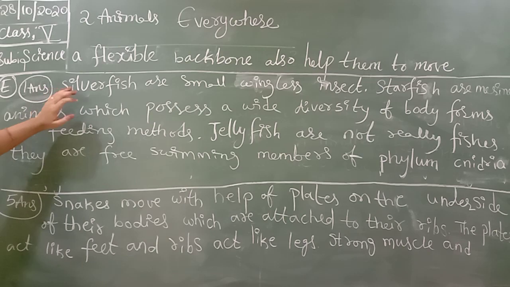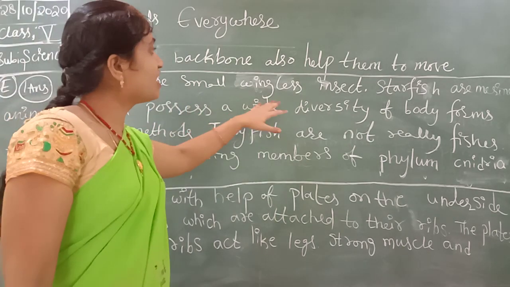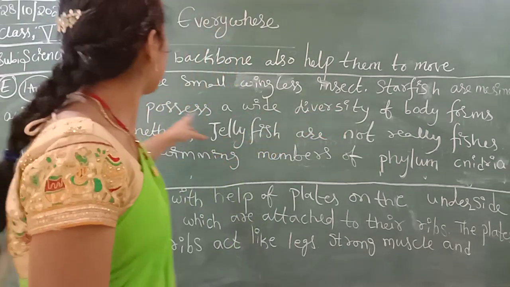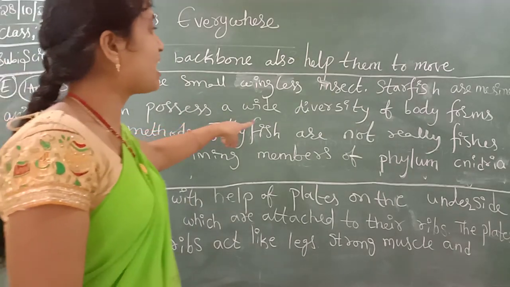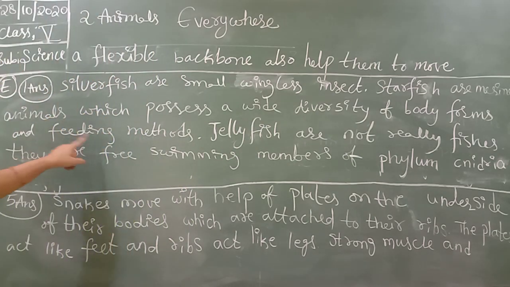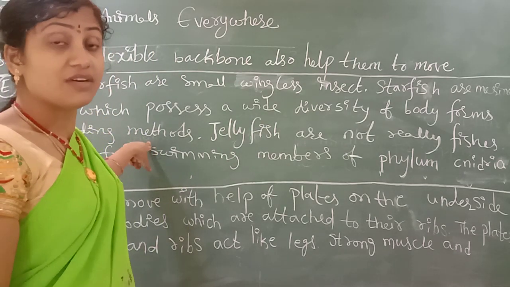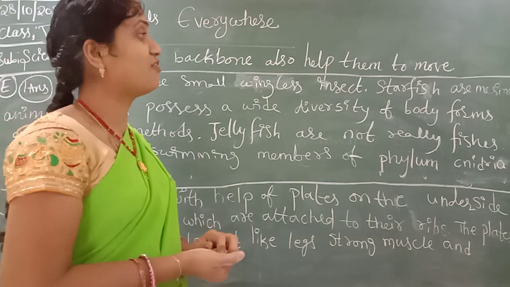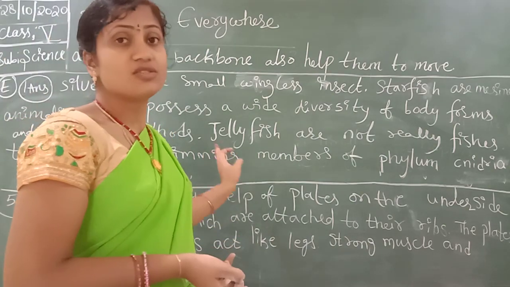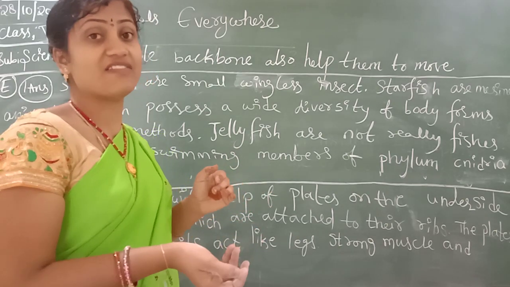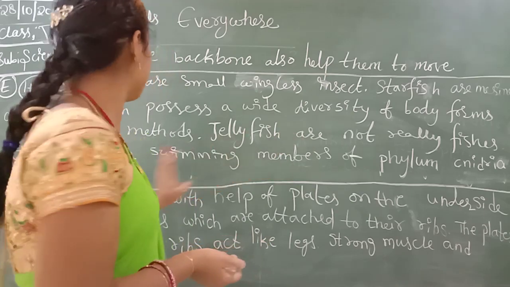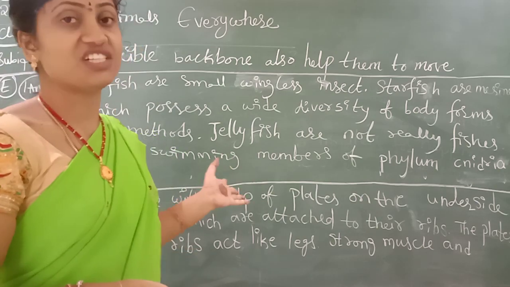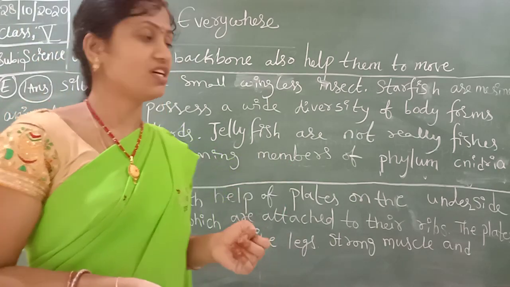Okay, once listen. Silverfish are small wingless insects. Starfish are marine animals which possess a wide diversity of body forms and feeding methods. So different feeding methods are there, body diversity is also there. So jellyfish are not really fishes. They are free swimming members of phylum Cnidaria. Okay, differentiation between silverfish, starfish, jellyfish. Next.